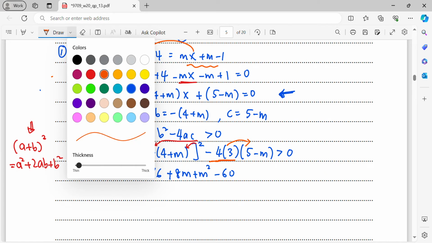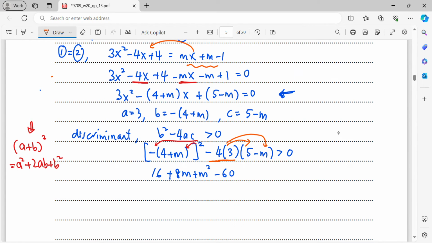Okay, after that, followed by negative 12 times negative m. So I'll get plus 12m, greater than 0. Okay, so simplify again. So m squared, now 8m plus 12m, it will be 20m, positive. After that, 16 minus 60, that is minus 44.